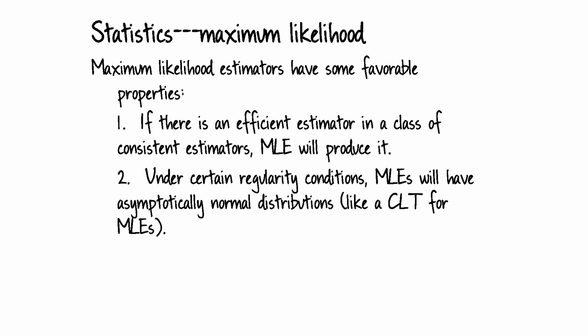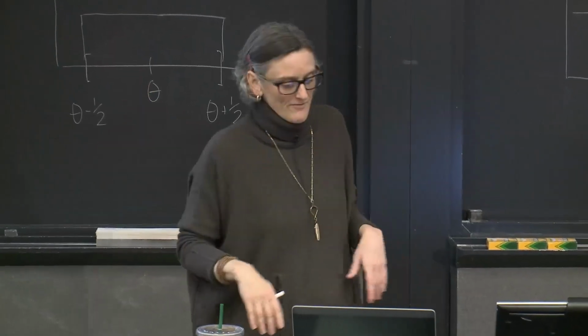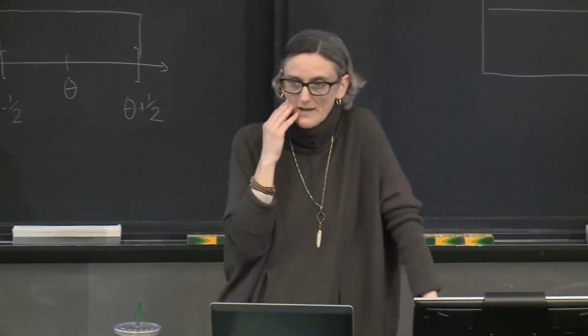So if your assumptions are correct, so this is all assuming that you haven't made a mistake in assuming the underlying distribution, then the maximum likelihood estimator is going to have the following properties. If there is an efficient estimator in a class of consistent estimators, maximum likelihood estimation will produce it. Okay? So that tells you right there, you don't have to check for the efficiency of your estimator. If you're using maximum likelihood, it's going to have that good property in that respect.